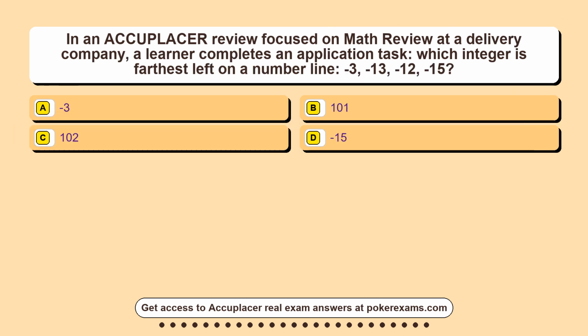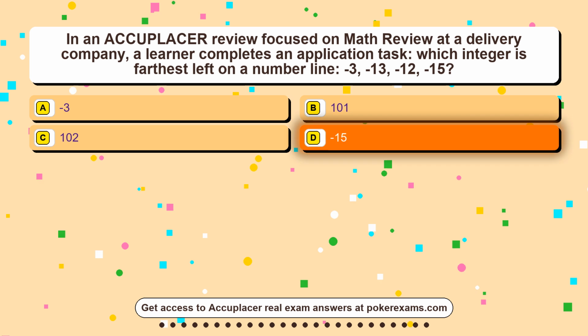Question 7. In an Accuplacer review focused on math review at a delivery company, a learner completes an application task. Which integer is farthest left on a number line? Option A, -3. Option B, 101. Option C, 102. Option D, -15. The correct answer is option D, -15.